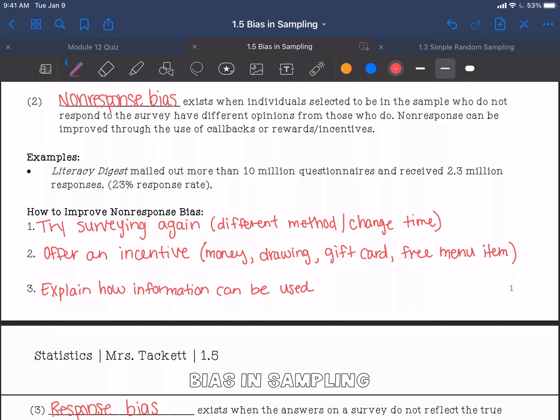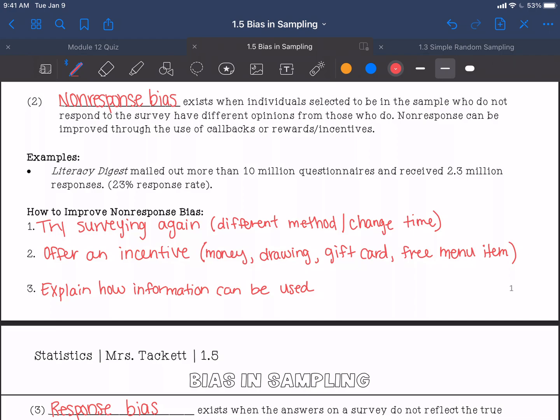I feel like a lot of times, like restaurants, you're asked to fill out a quick survey and they'll give you a free menu item. So earn a free Big Mac if you fill out the survey for us, or a free Frosty. You see those quite often.